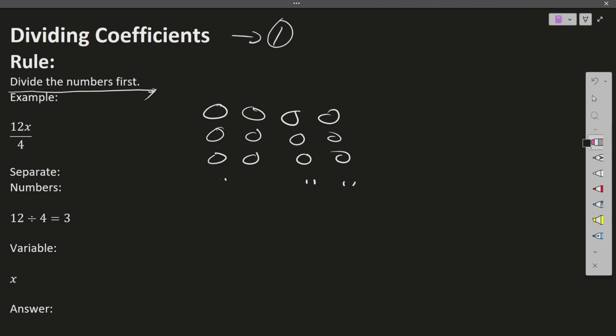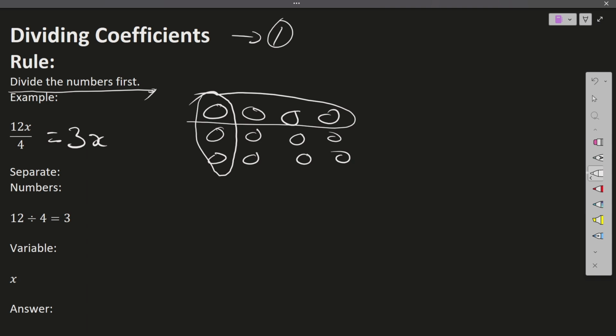Okay, you can count with me. 1 2 3 4 5 6 7 8 9 10 11 12. Okay, and so 12 divided by 4 is 3. You see that is 12 divided by 4 is 3, and then you keep your x. This is our fruit analogy.